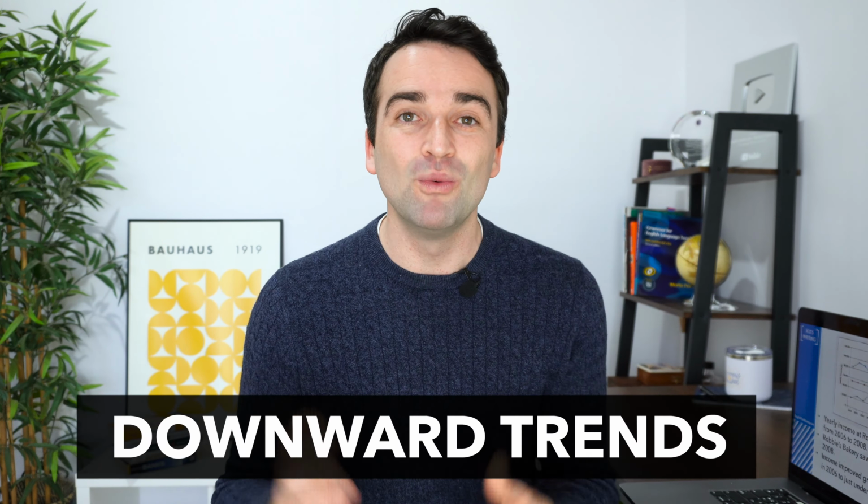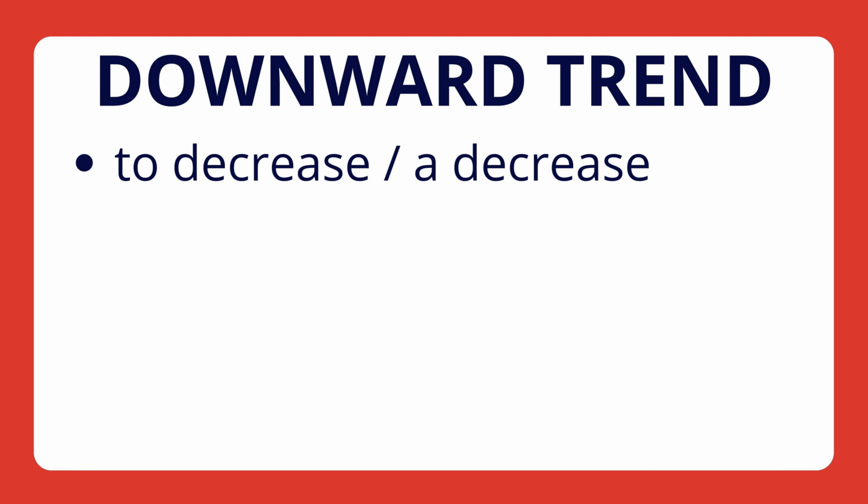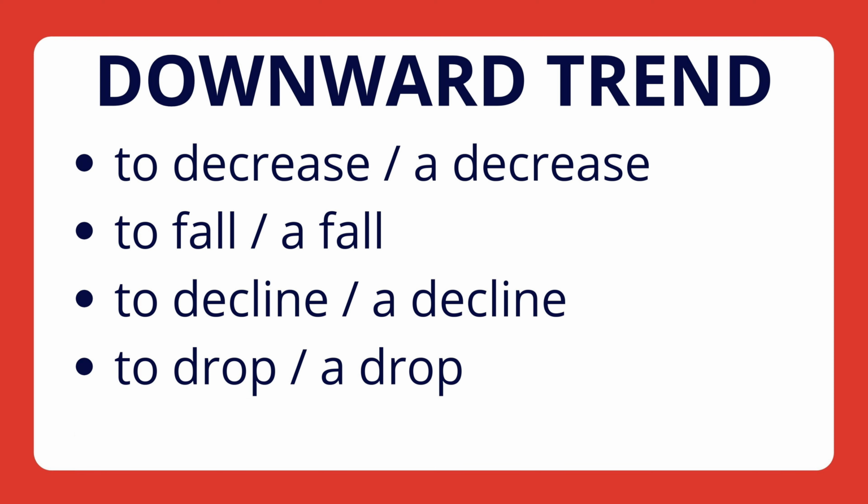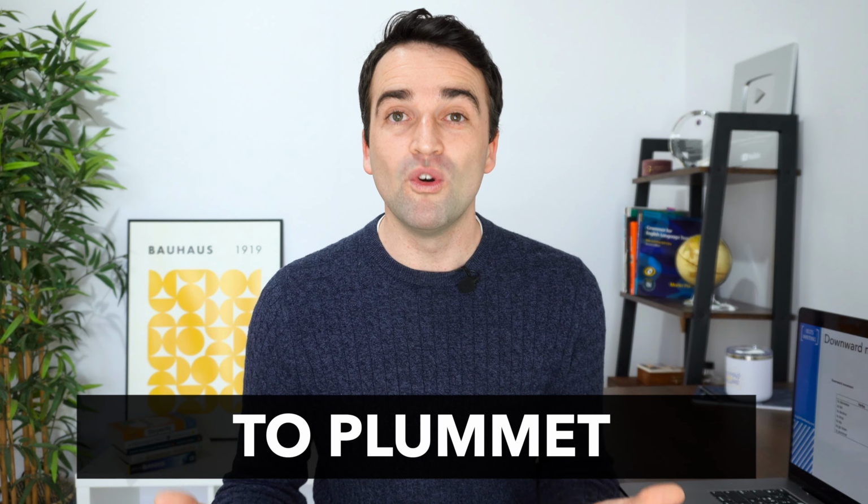So rather than writing it went down, you could write to decrease, in the noun form, a decrease. To fall, a fall. To decline, a decline. To drop, a drop. Or to plummet. So the words like to decline or to drop have a very neutral meaning, but if you want to describe something that's really serious, you could use to plummet. Use stronger words like to plummet to describe more serious results.